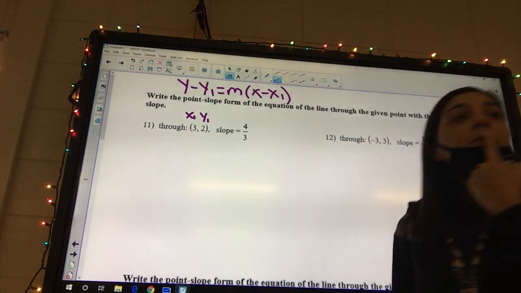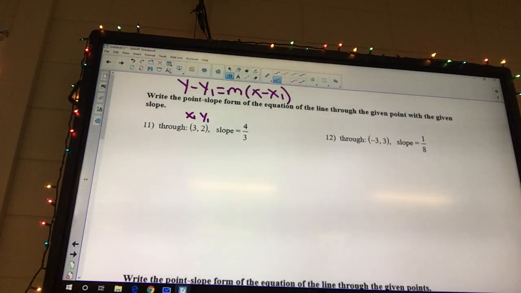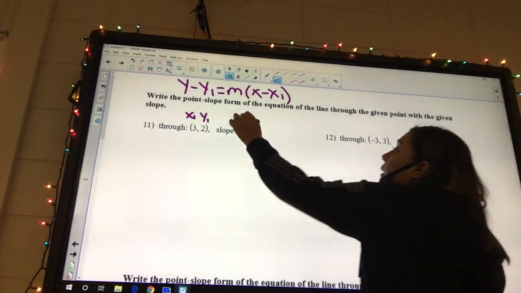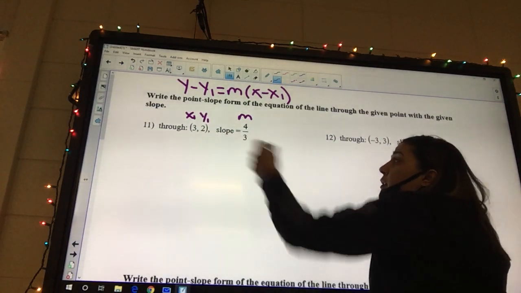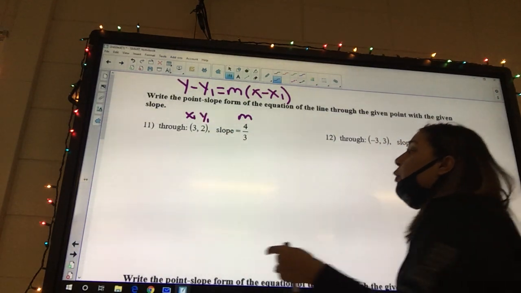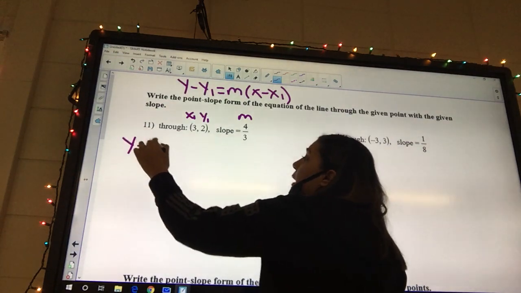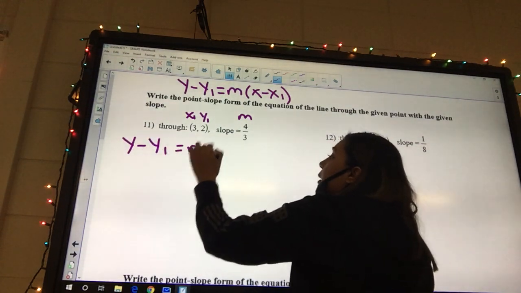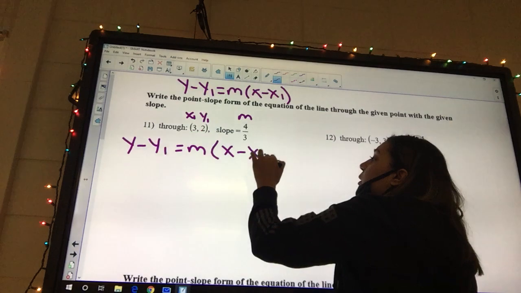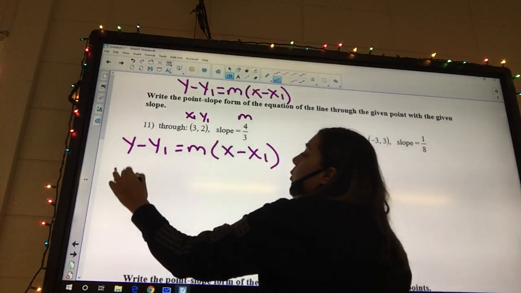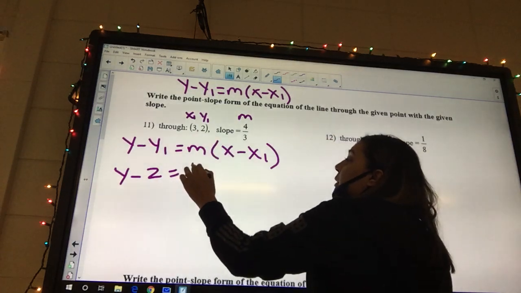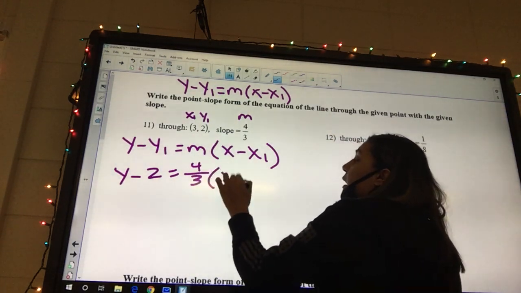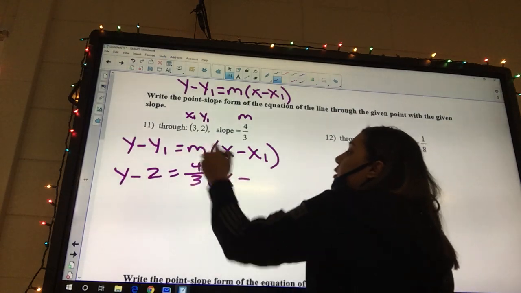And what letter do we use for slope? M. We use M, so we can put a little m above this. Okay? And so now we're ready, and we have a point and a slope. So I'm going to have to use point slope formula. So we could say y minus y1 equals m(x minus x1). So I got y minus, my y1 is 2, my m is 4/3, x minus my x1 is 3.